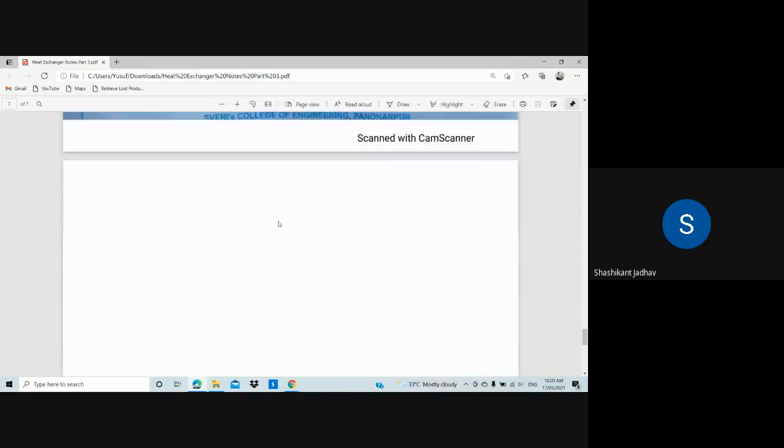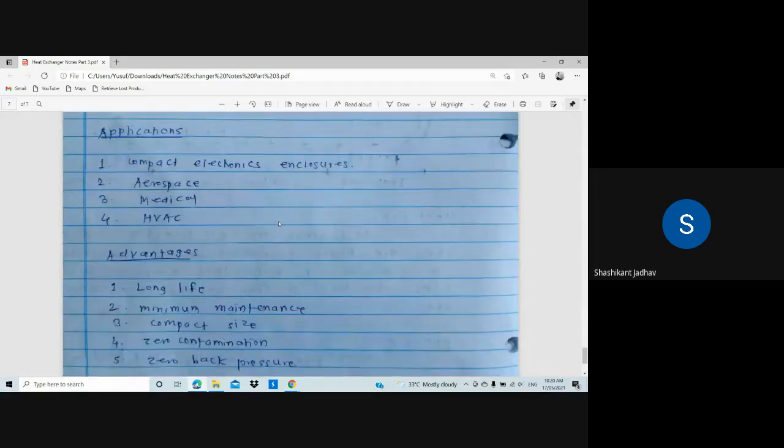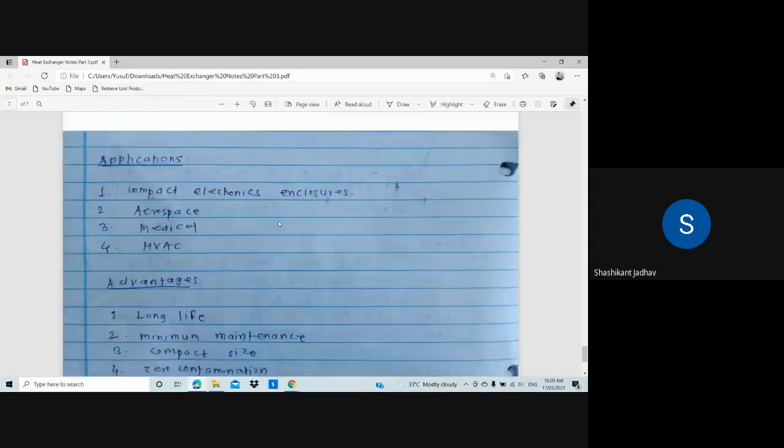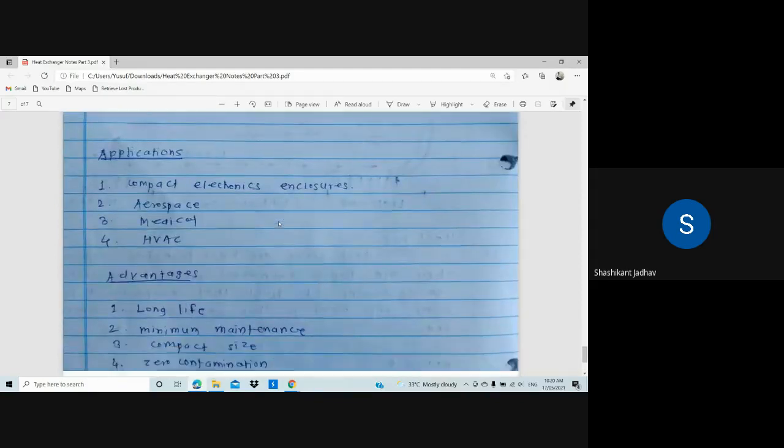Then what are the applications? That is compact electronics enclosures, aerospace, medical, HVAC. And what are the advantages of the heat pipe? That is long life, minimum maintenance, compact size, zero contamination, and zero back pressure.